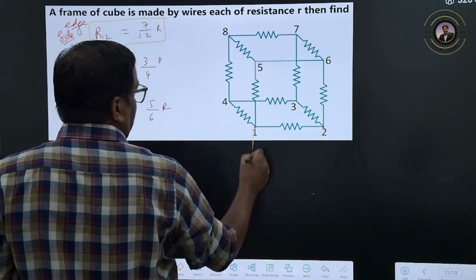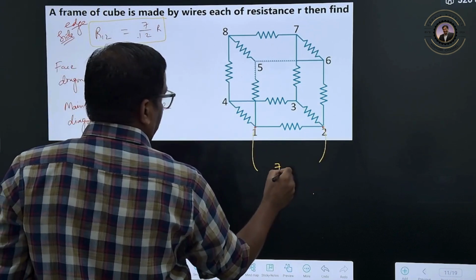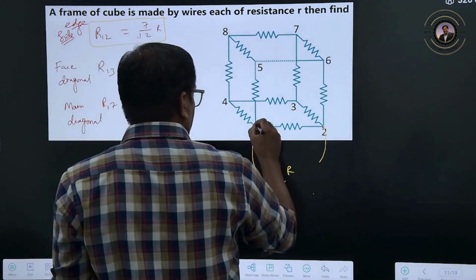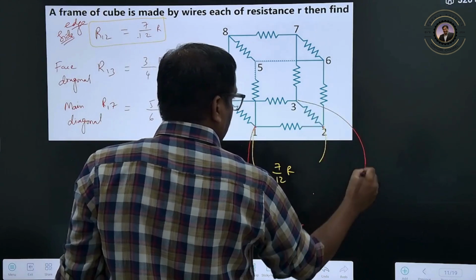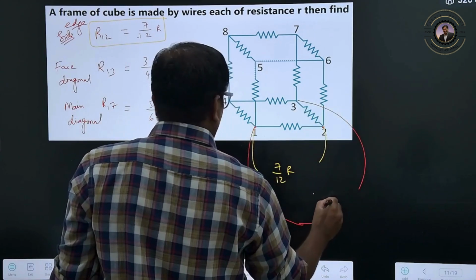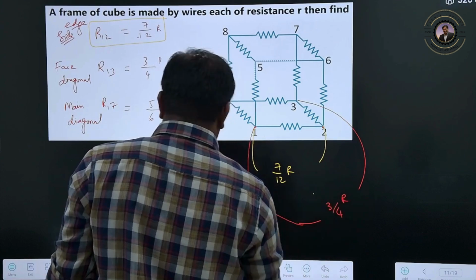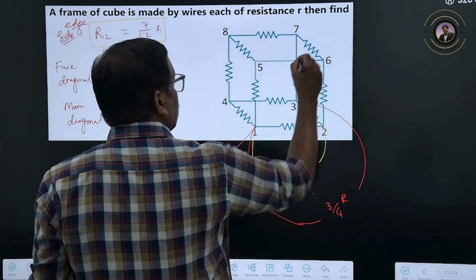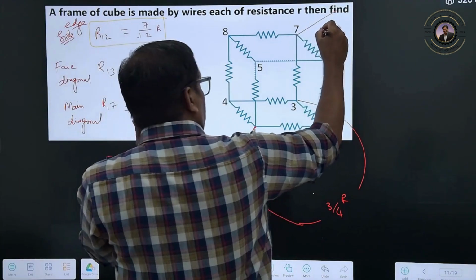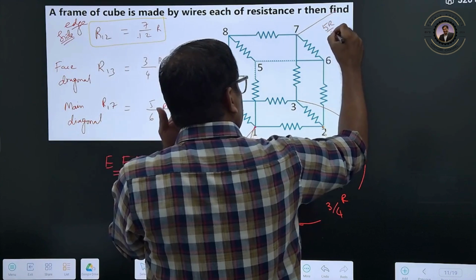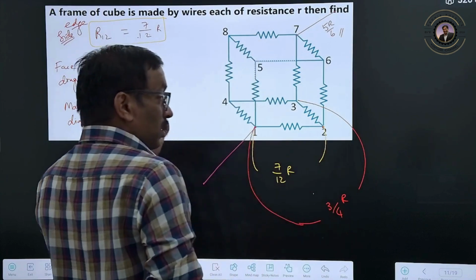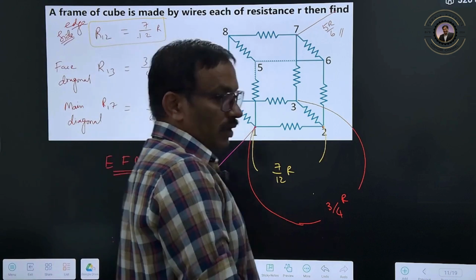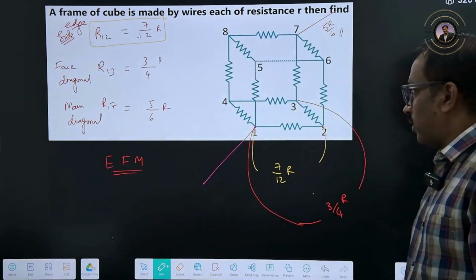So along this diagonal, therefore it will be around 7 by 12 R, and along this one, therefore it is 3 by 4 R, and along this one, therefore 5 R by 6. This is your answer. Clear? Right? Remember this. Now we will go for another question.